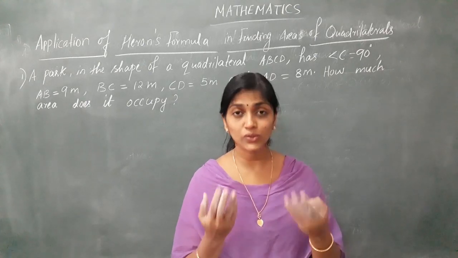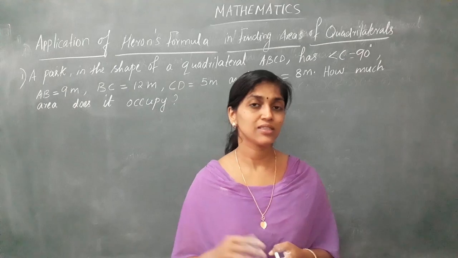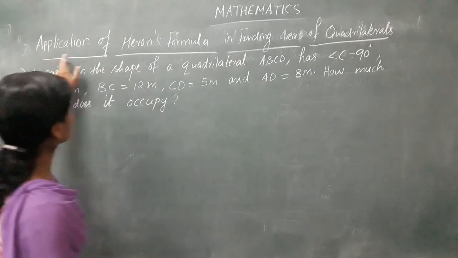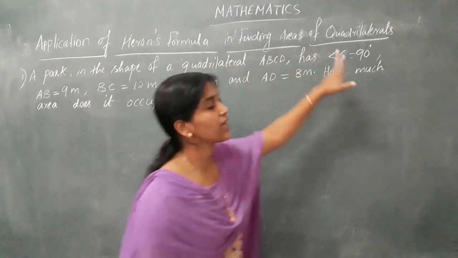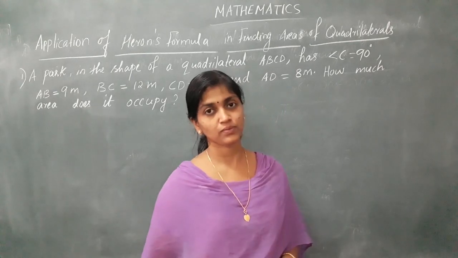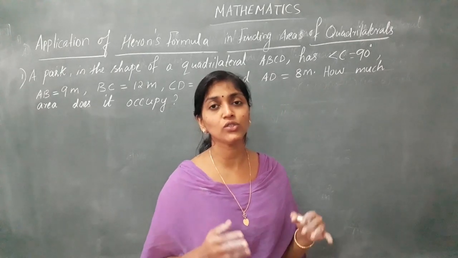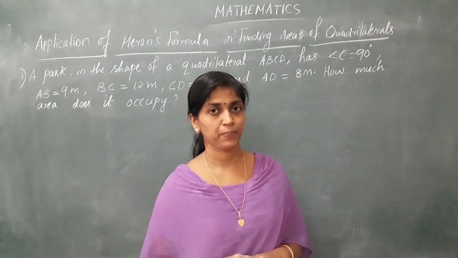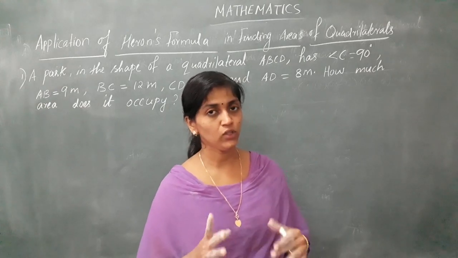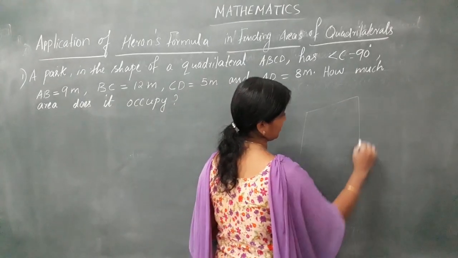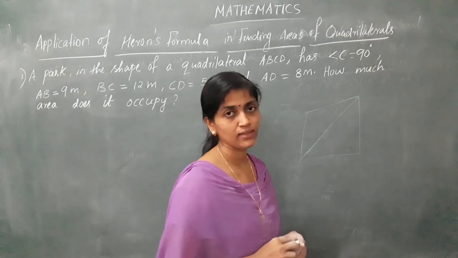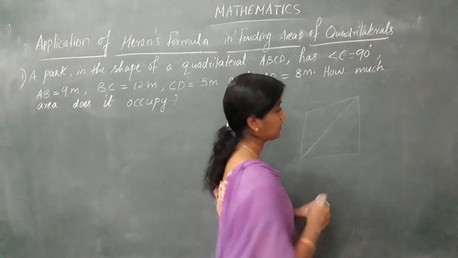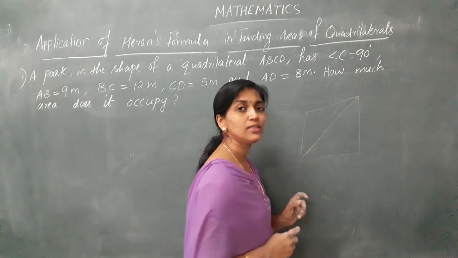So now we are going to start our next session, the last section of this chapter. What is it? The application of Heron's formula in finding the areas of quadrilaterals. Clear? So we are going to use Heron's formula to find the area of quadrilaterals. We will see how to find it. We know that when we take a quadrilateral, if we join the opposite vertices, it is divided into two triangles.